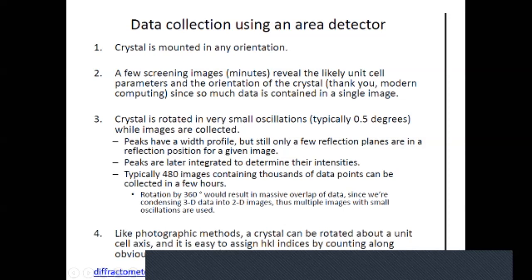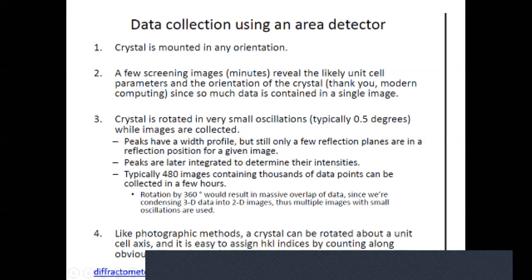And so again, with the crystal, it can be rotated about a unit cell axis, and you can assign HKL indices by looking at the diffraction patterns. And we'll talk more about HKL indices next week when we talk about Miller indices.